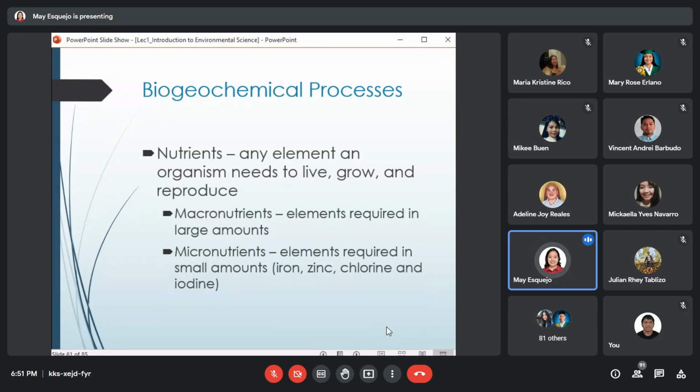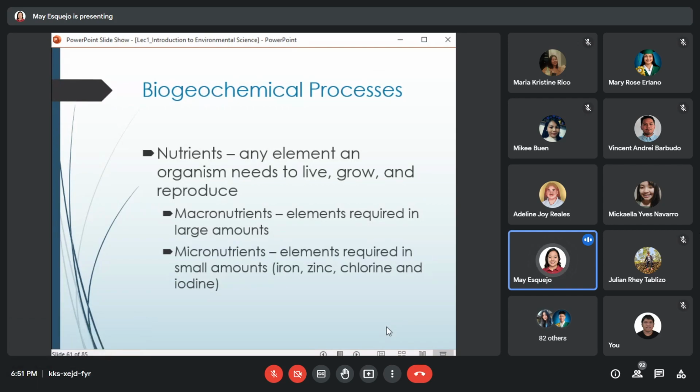Okay, next is we have the biogeochemical processes. So, don't worry class, these are all pahapyaw. Okay, so we will not dig too deep on scientific terms, because this introduction lecture gives you a hint on what are the topics to be discussed sa mga darating na linggo at buwan.